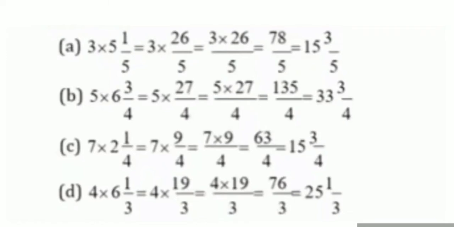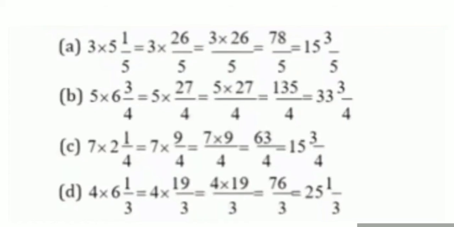See the second one, 5 into 6 whole 3 upon 4. Again this mixed fraction convert into an improper fraction. So 6 fours are 24 plus 3, this is 27 upon 4. Means 5 into 27 upon 4. So 5 into 27 is 135 upon 4. Then convert into mixed fraction. It will come 33 whole 3 upon 4.